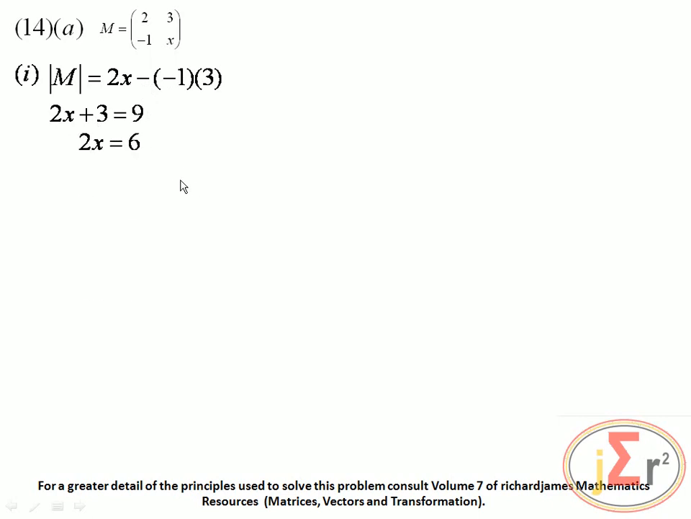So by transposition, and of course solving this simple linear equation, 3 is taken to the other side. Positive 3 here, we subtract 3 from this side also, so we have 2x is equal to 6. And of course x is equal to 6 divided by 2, which is equal to 3. That's very interesting.